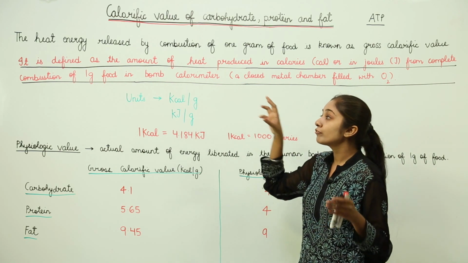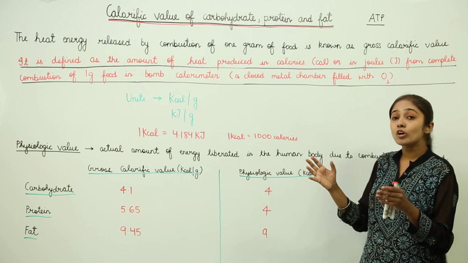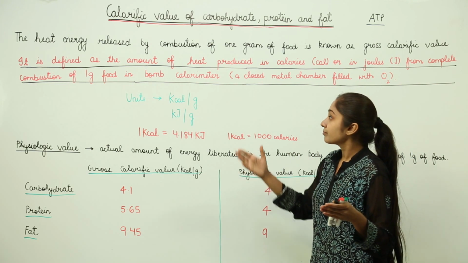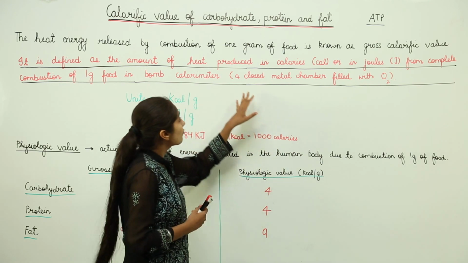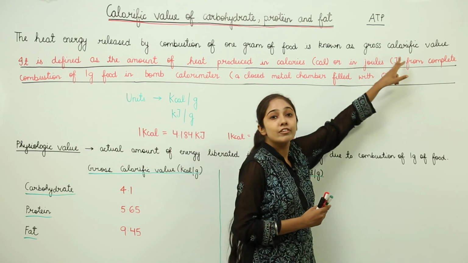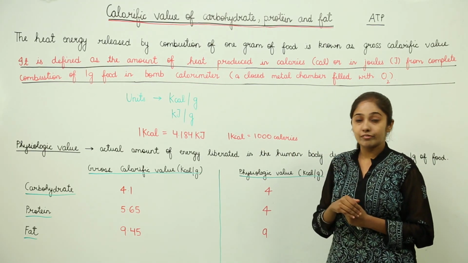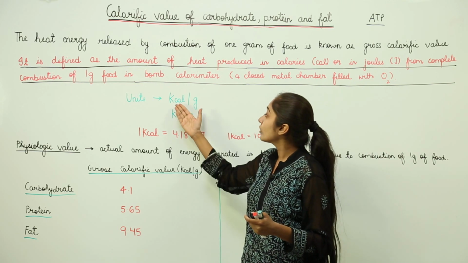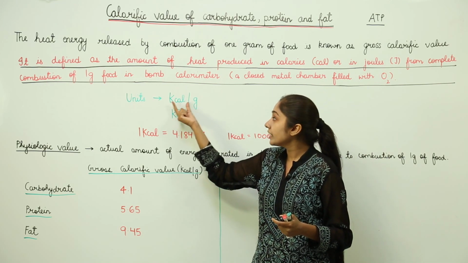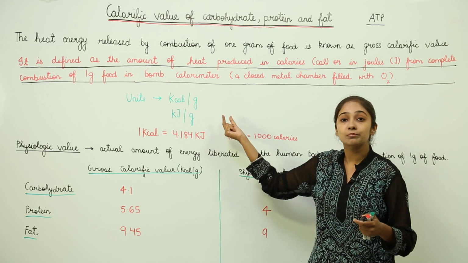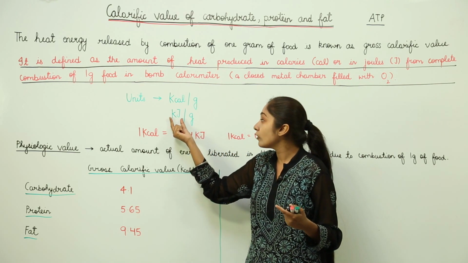So when 1 gram of the food is burnt, combustion takes place, and the amount of heat energy released in this bomb calorimeter is defined as the calorific value, or the gross calorific value, because we are doing it on a lab scale. Then what are the units of this calorific value? We can express it in kilocalories per gram. Since we are taking 1 gram of food, the unit is kilocalorie per gram of the food that is burnt. We can also express it in kilojoules per gram.